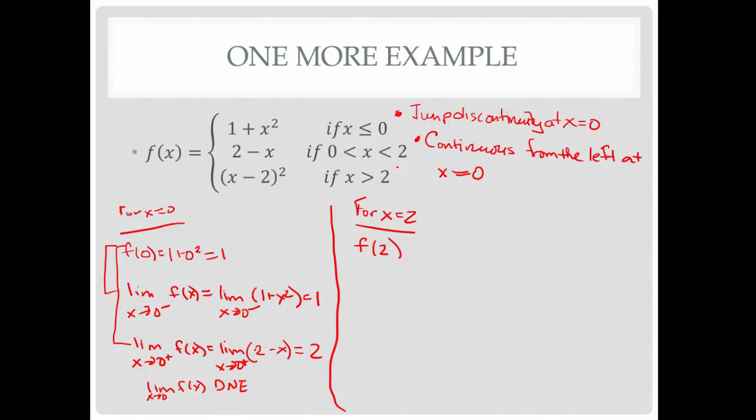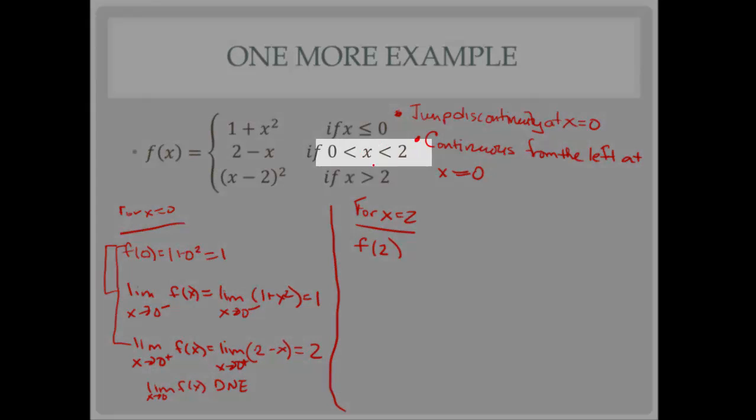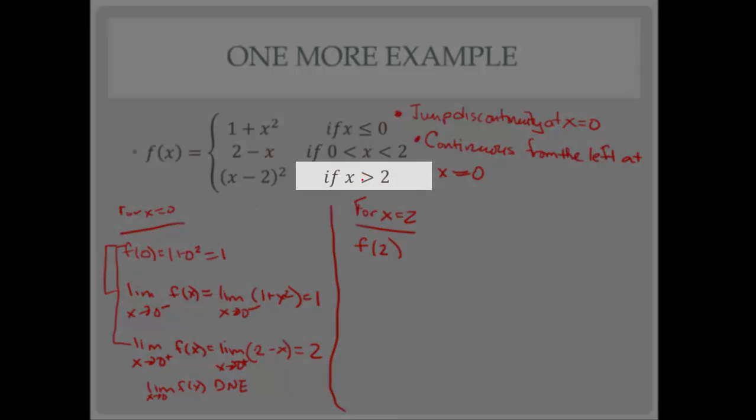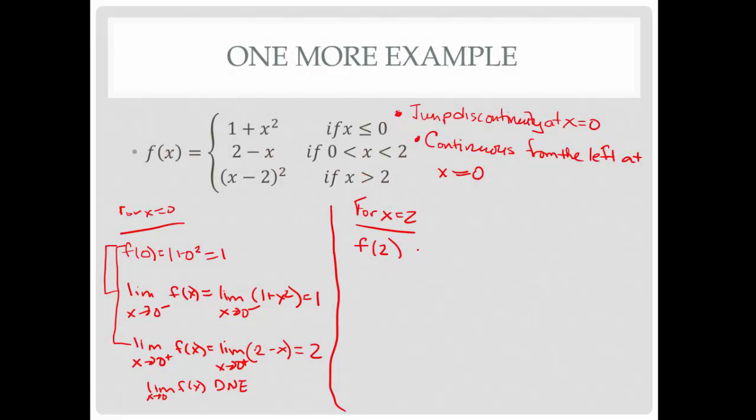The answer is none, because the middle piece is for x strictly smaller than 2. The bottom piece is for x strictly larger than 2. So f of 2 in this case is undefined, which means we are definitely going to have a discontinuity there. Let's figure out which kind and whether it's continuous from the left, right, or neither.